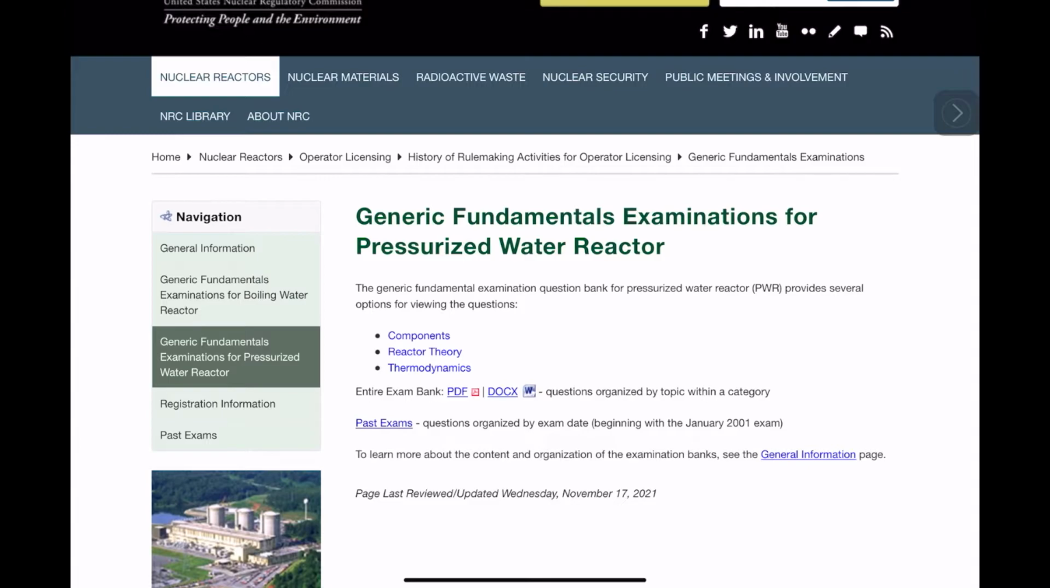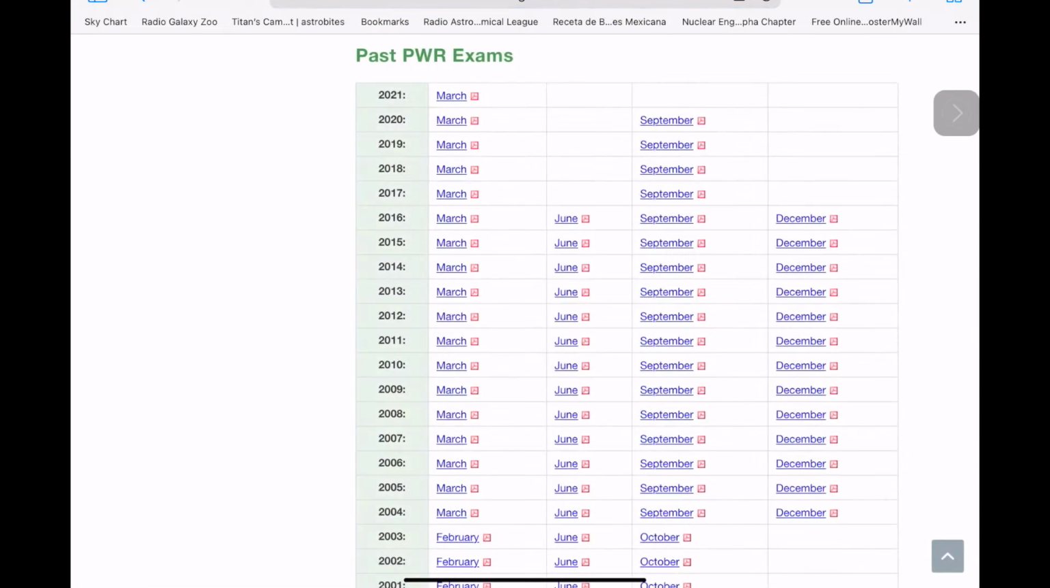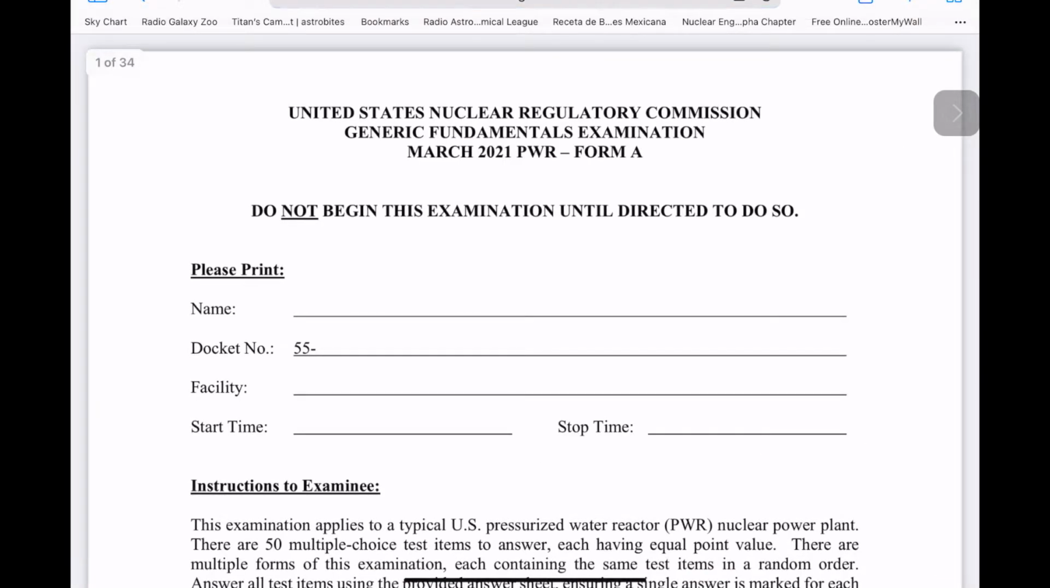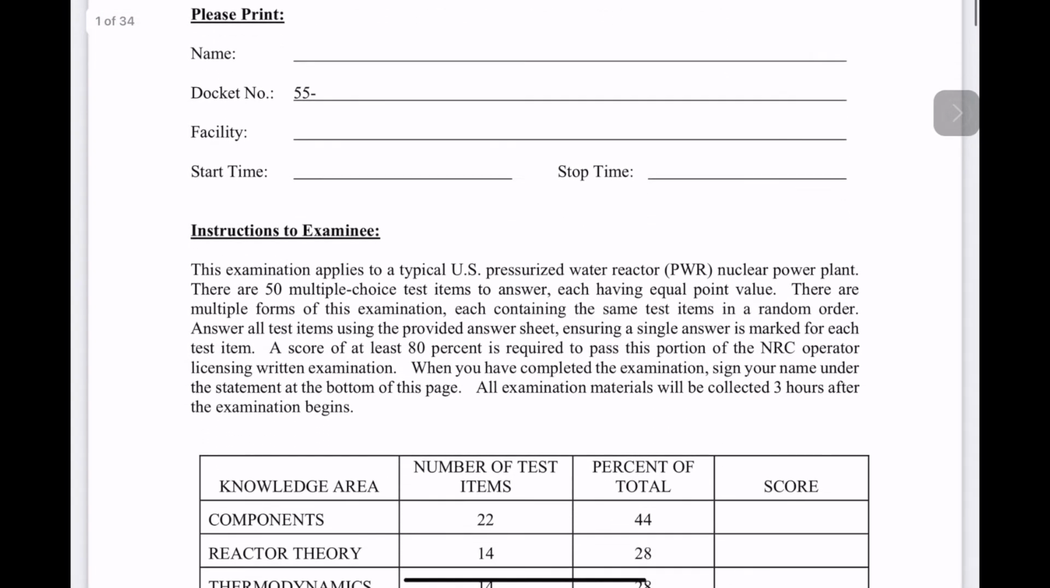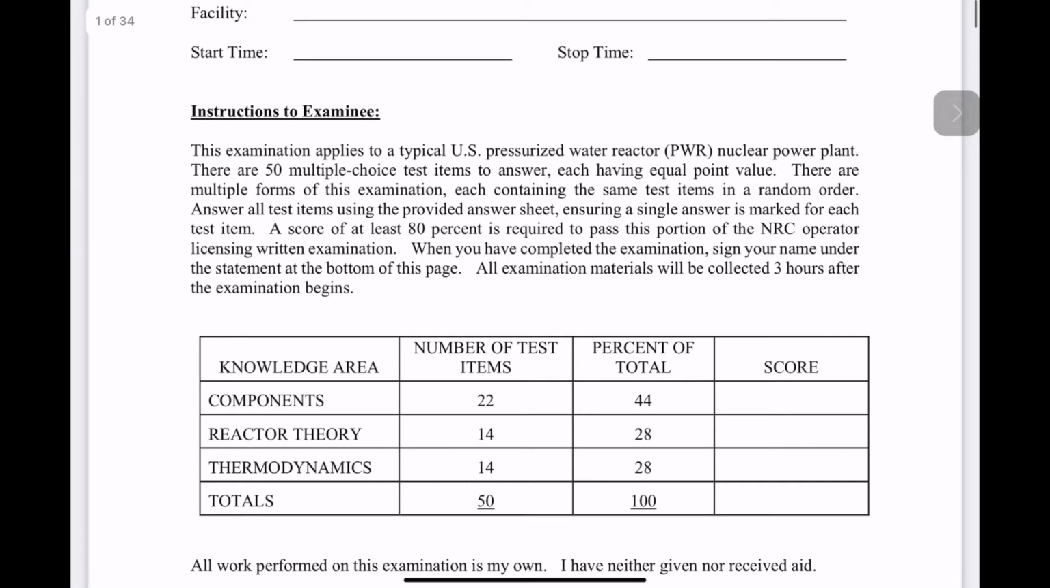You also have a past exam, so you can take a look at how an exam looked. Let's take a look at the March 2021 exam. It says U.S. Nuclear Regulatory Commission Generic Fundamentals Examination, March 2021, PWR. The instructions say this examination applies to a typical U.S. pressurized water reactor nuclear power plant.